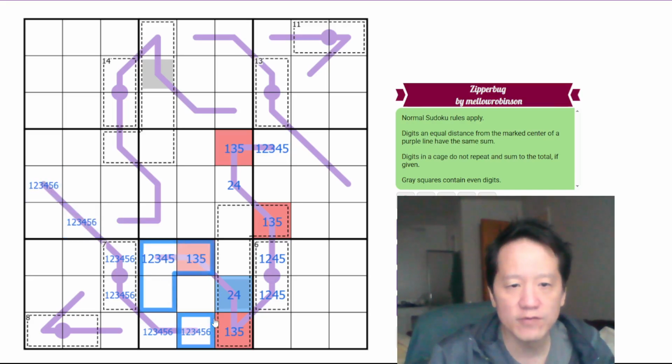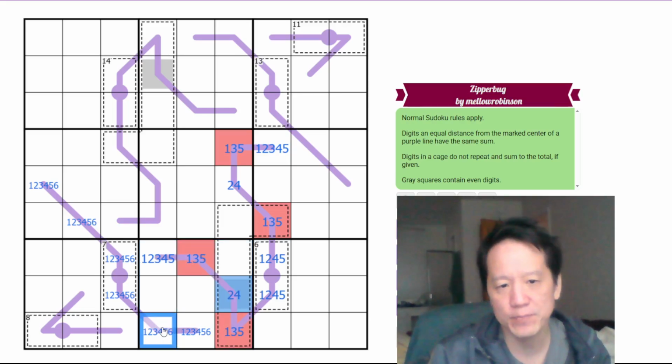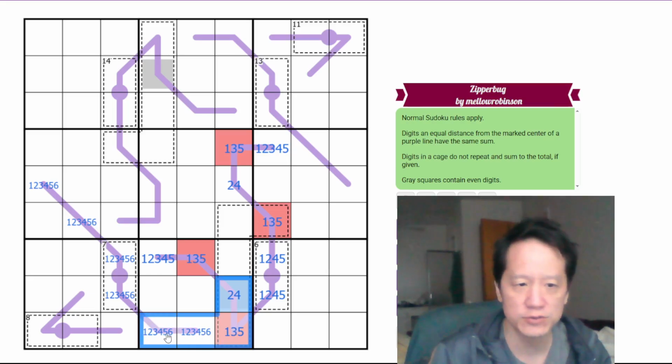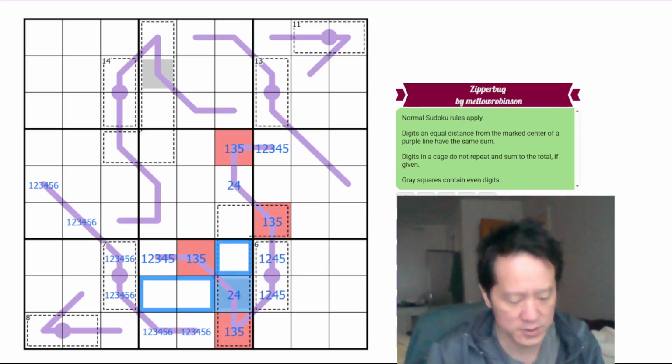We now have in this box a 1 through 6 sextuplet, which means that the other digits in this box cannot contain the digits 1 through 6. So these have to be 7, 8, or 9.